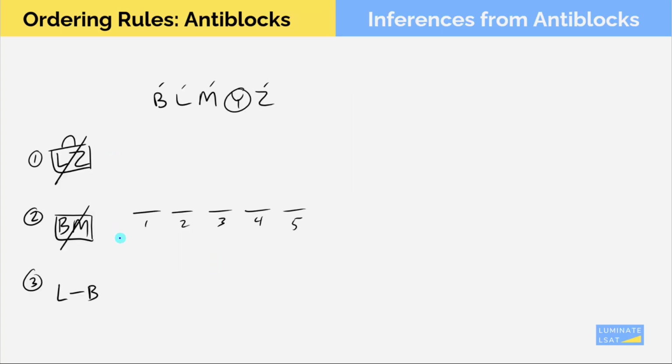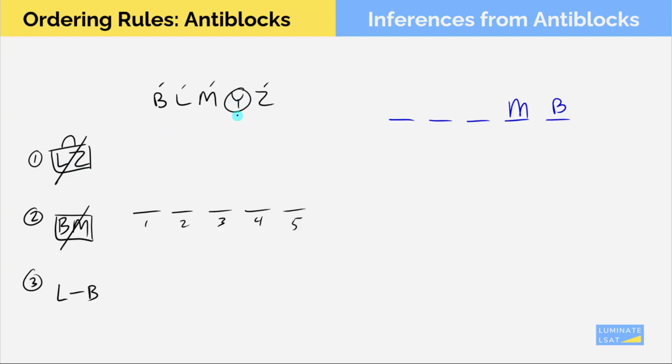Before we move on to another game, I do want to walk through how anti-blocks are actually useful when it comes to making inferences on questions. Although we couldn't do much with them at the start, oftentimes once we start getting new conditions in the problems, anti-blocks become useful. For example, let's say we're doing a question and we know that the M is in the 4th spot and B is in the 5th spot for that question.